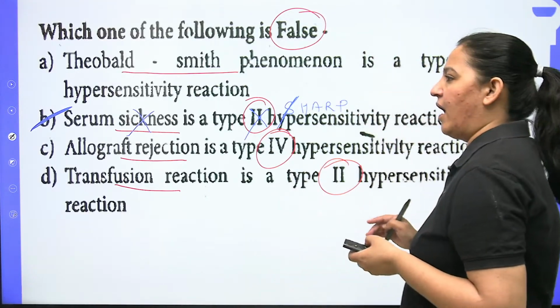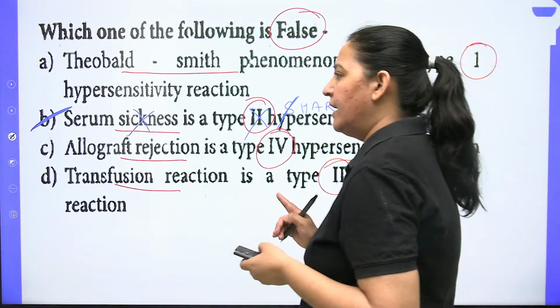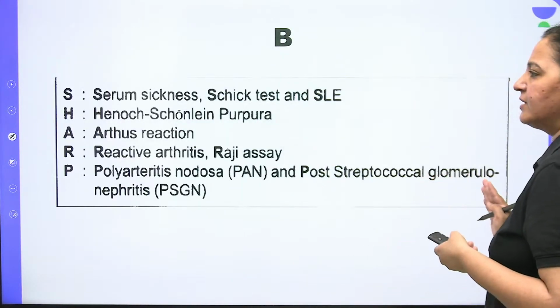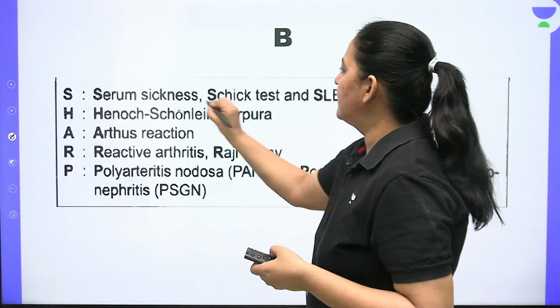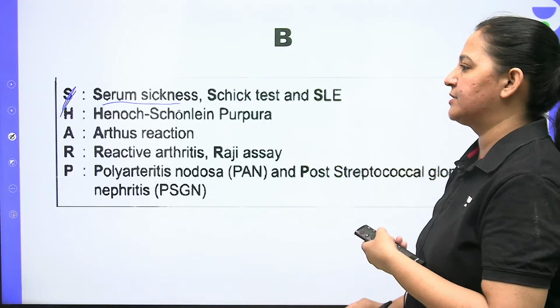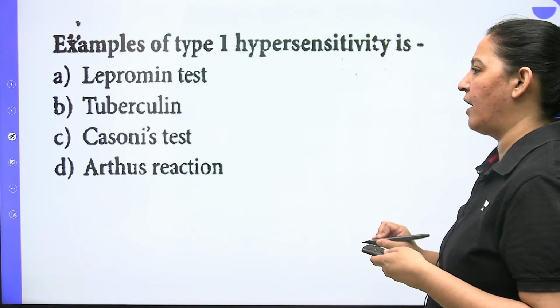So most of you are right. The correct answer here is B. It is not C, Anu. It is B. You got my point? Give me a thumbs up. Coming on the next question. You can see this. Serum sickness is an example of type 3. That is SHARP. So correct answer here is B. You all are right.